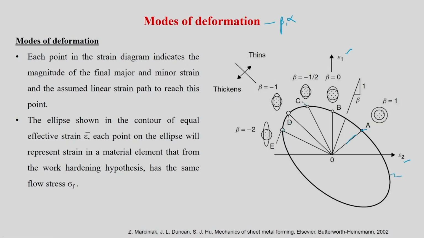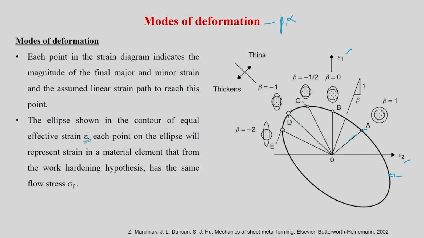Now this ellipse which I have shown here is a contour of equal effective strain, epsilon bar. That means you deform the sheet along OA and stop here, OB you stop here, OC you stop here, OD you stop here and OE you stop here, and they have to be stopped at almost the same effective strain. Then you join it to create a contour. From the work hardening hypothesis, they will all have the same sigma f at that particular location.